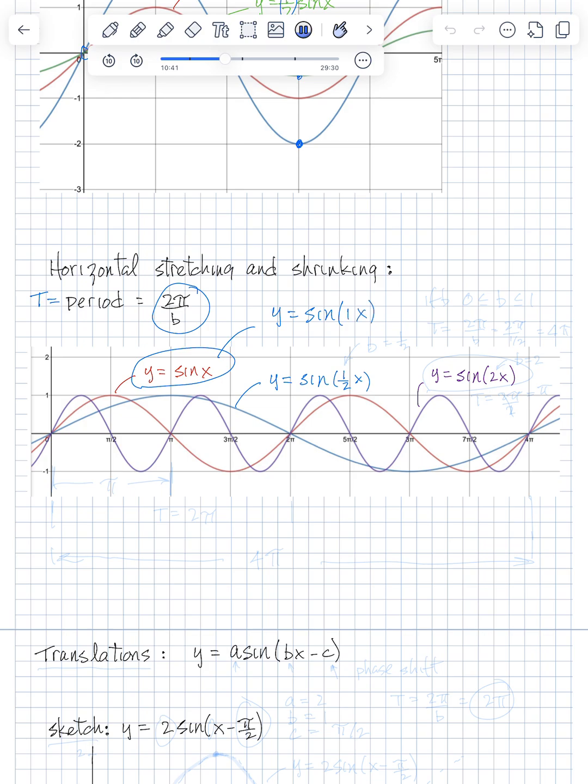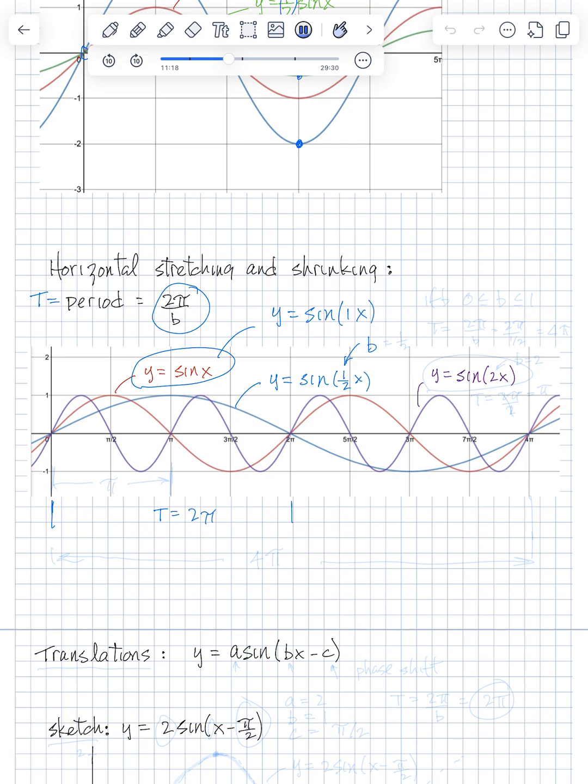So it's the sine of bx. In this case, b is 1, and that makes our period 2 pi, which is from here to here. That's our period. T is equal to 2 pi for the red curve. All right, let's look at the blue curve. We have y is equal to sine of 1/2 x. So 1/2 is our b.